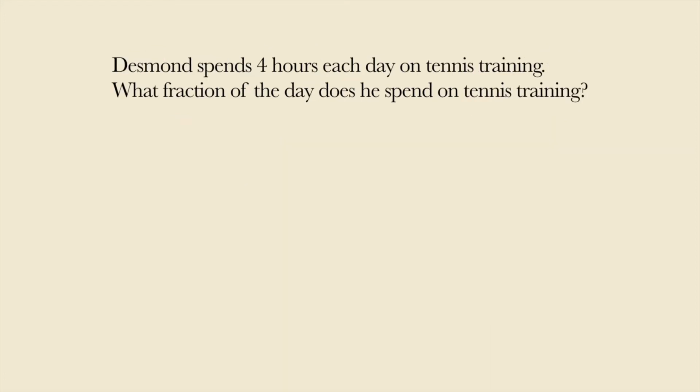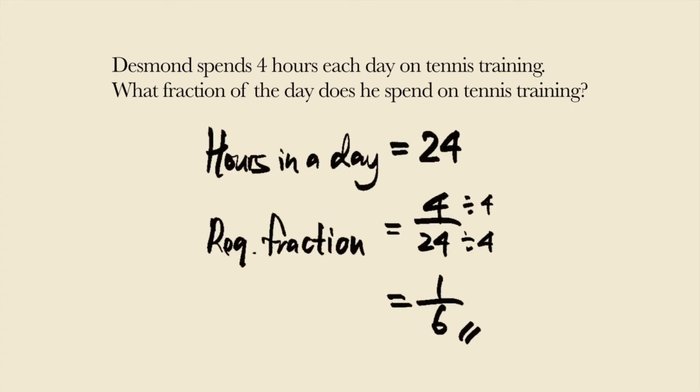Desmond spends 4 hours each day on tennis training. What fraction of the day? See the word "of" here? The day in hours must be the denominator. So what's hours in the day? That's 24. So the day's hours, 24 hours, must be the denominator. On tennis training, 4 hours. So divide by 4, you get 1/6.